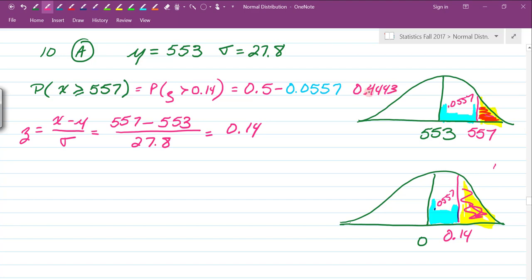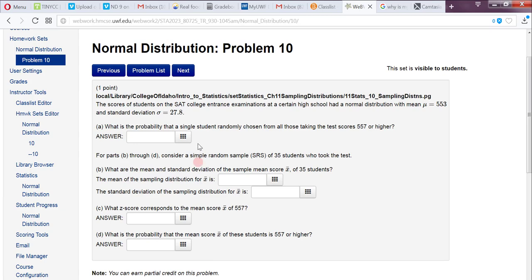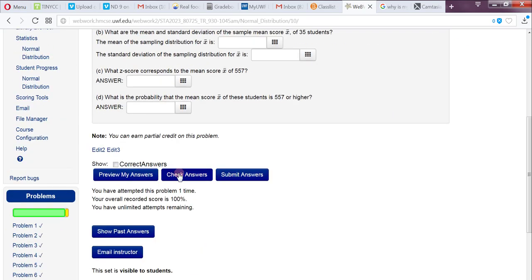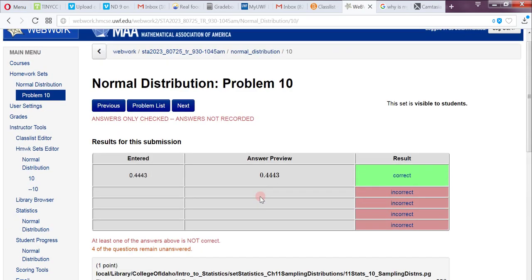Okay, so that is the answer of what is the probability that a student selected at random having a score of higher than 557 is equal to 44.43%. Okay, so let's go back and put that in our solution here. So we're going to put 0.4443 and check our answer. And it says we got it right. Good job. Okay, team, let's move on to part B.